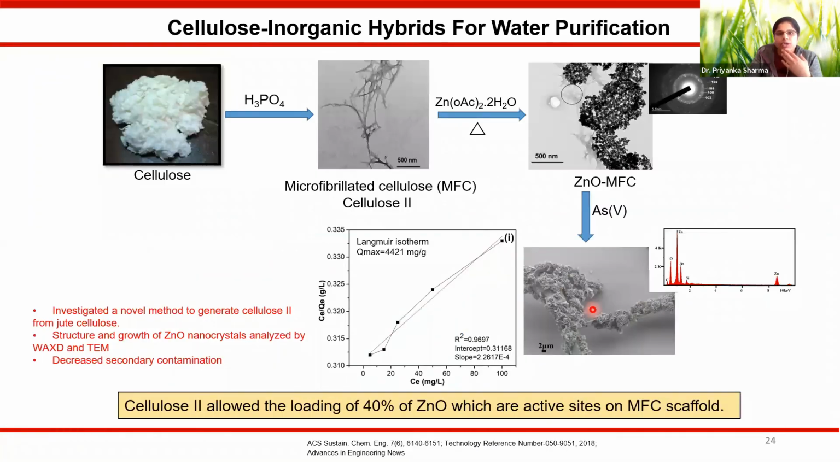Then we used some metal nanoparticles, and we generated them in situ to generate positive charge sites and to remove the arsenic impurities. With this method, we were able to decrease the secondary contamination, which generally happens when you only use metal ion particles to treat water. And also with this substrate, or this novel invention, we were able to recover this metal ion very easily.